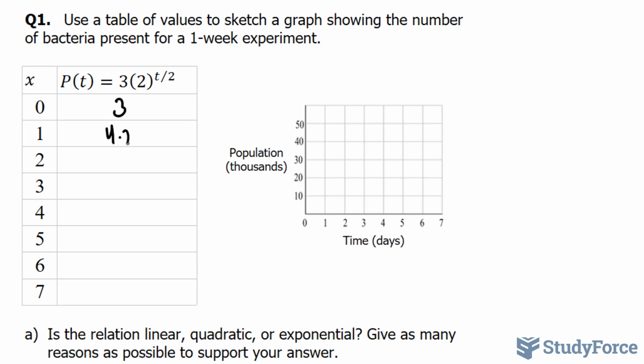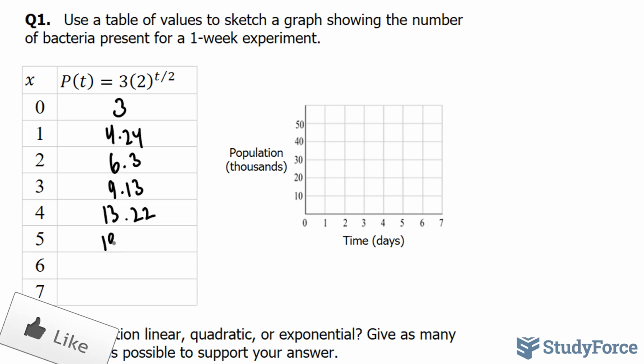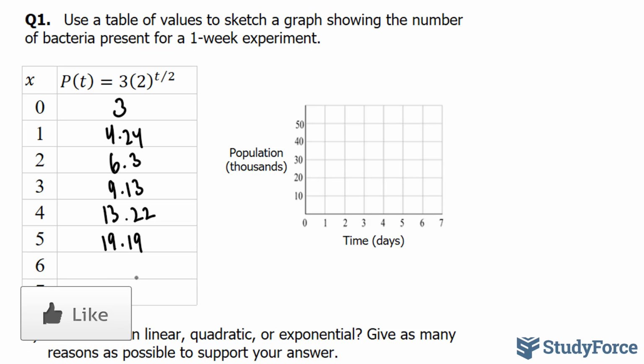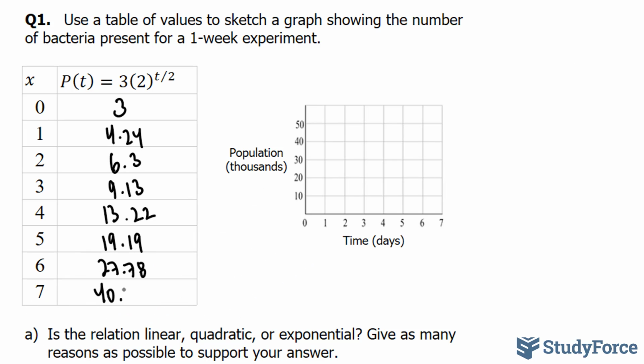4.24. Putting 2 into your calculator, you should get 6.3, or roughly that number. 9.13 for the next one. 13.23. 19.19. 27.78. And lastly, 40.26. And I'm going to plot this now.